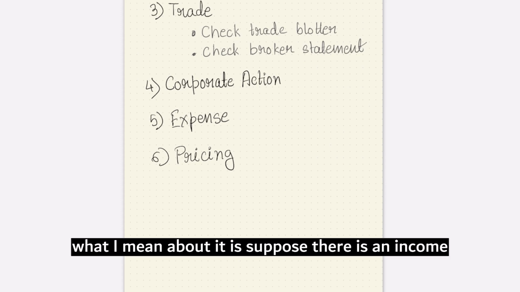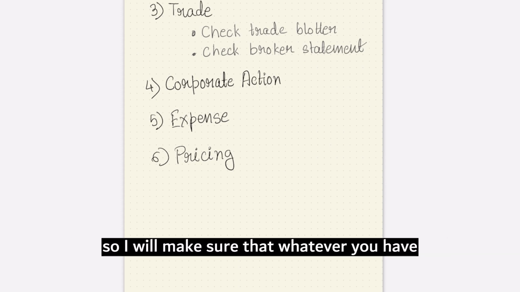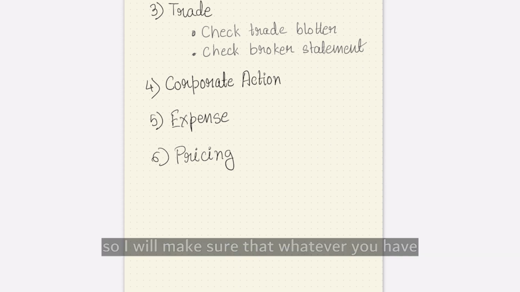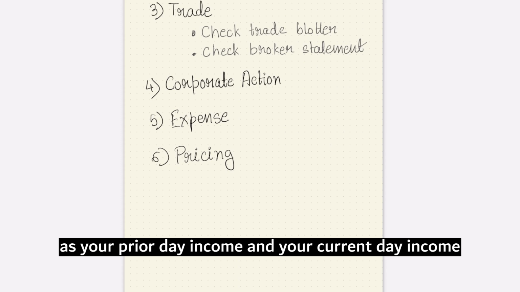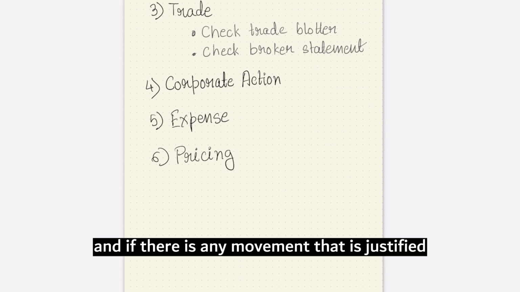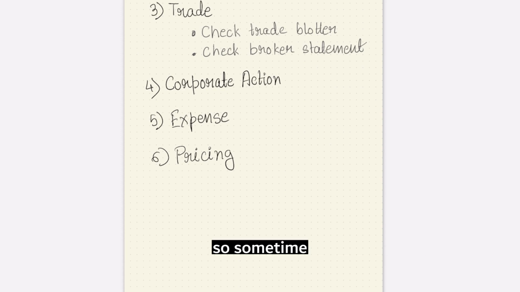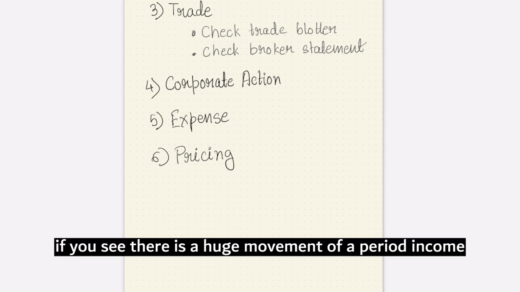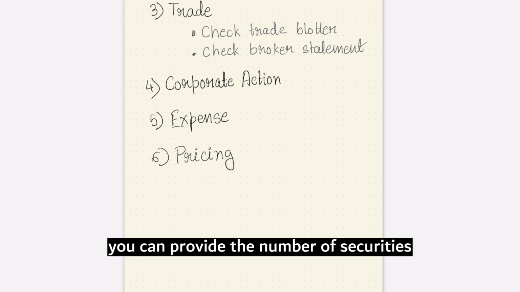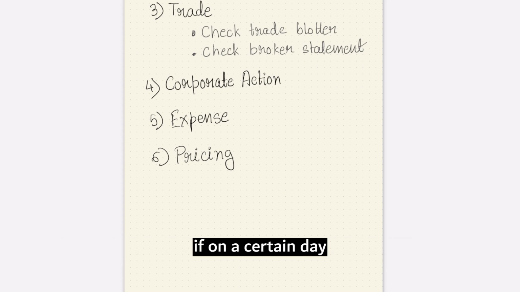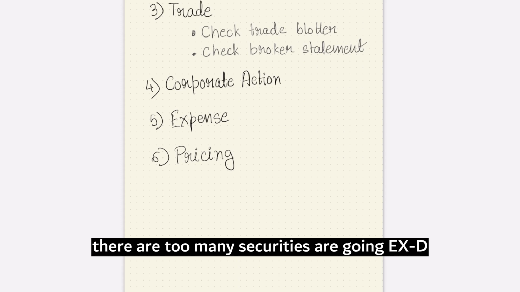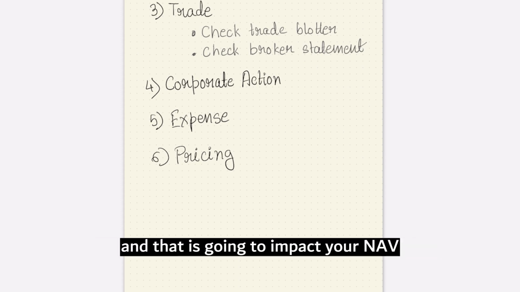What I mean is, suppose there is an income. I will make sure that whatever you have as your prior day income and your current day income, if there is any movement, that is justified. You should know which securities are going XD for which there is this much NAV movement. Sometimes if you see a huge movement in period income, you can provide the number of securities. If on a certain day too many securities are going XD, definitely the period income is going to be high, and that is going to impact your NAV.